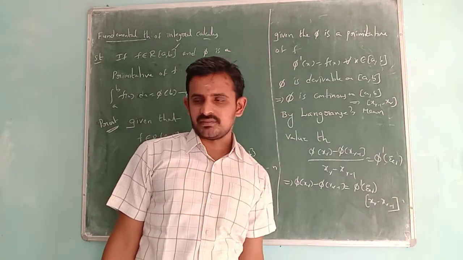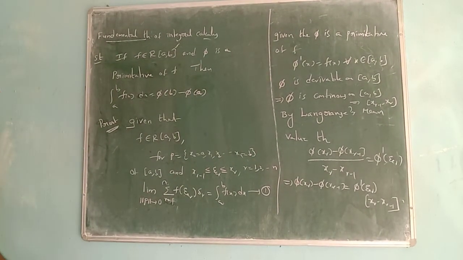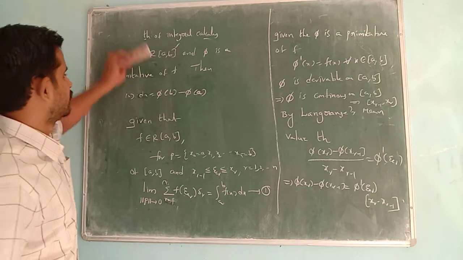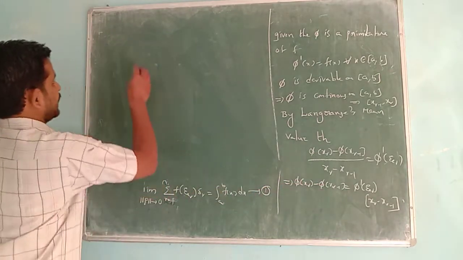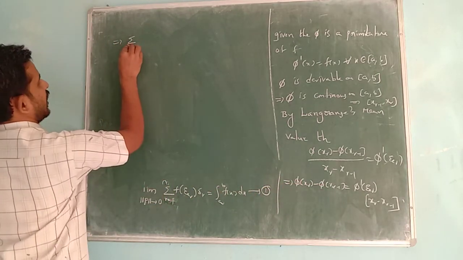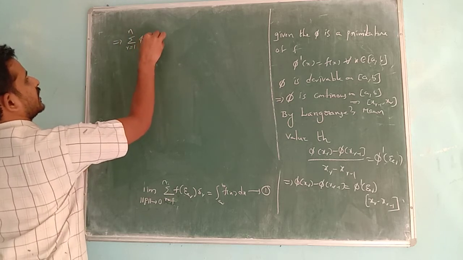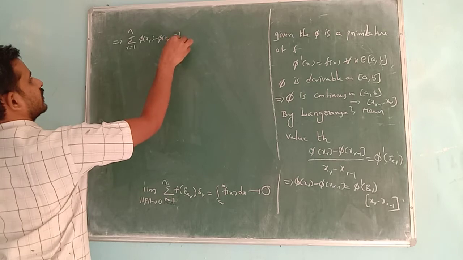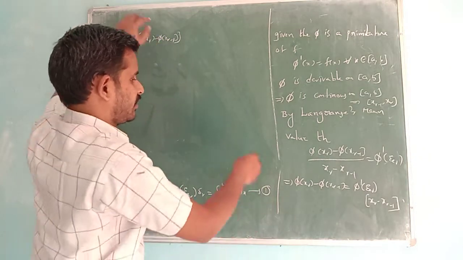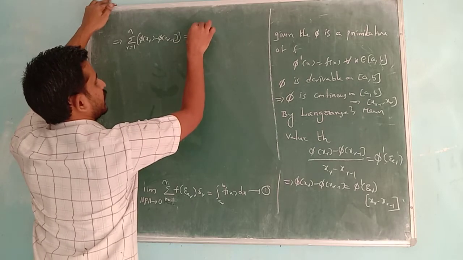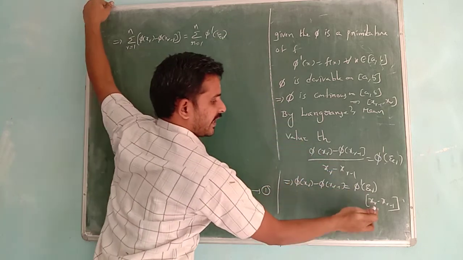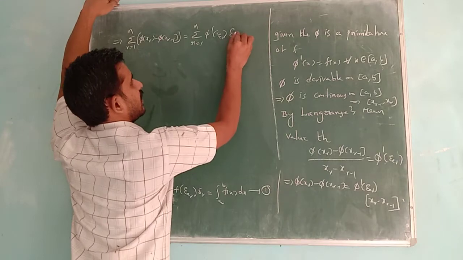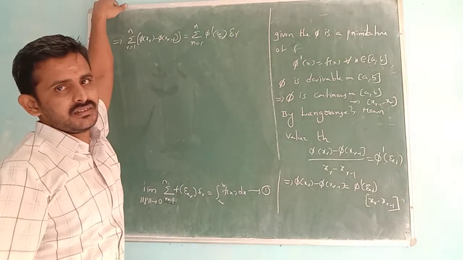So apply sigma on both sides. That implies sigma, r running from 1 to n, phi(x_r) - phi(x_{r-1}) is equal to sigma, r running from 1 to n, phi dash of xi_r into (x_r - x_{r-1}), which means the length of the rth subinterval, delta r. Okay.